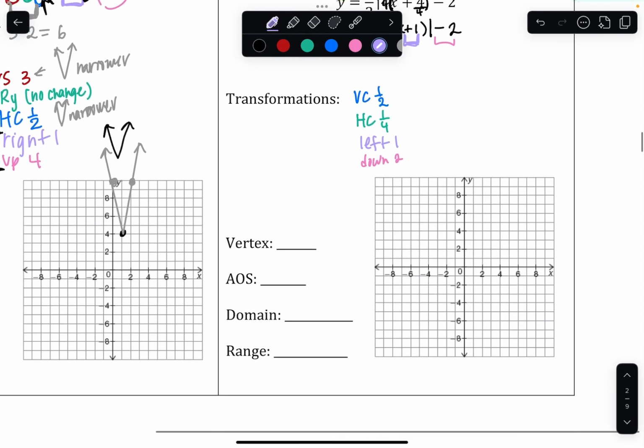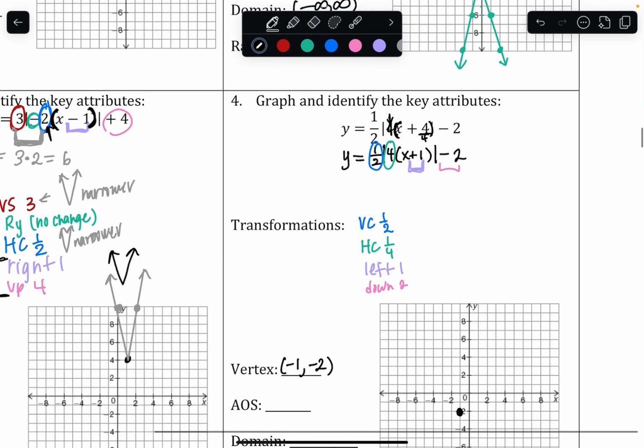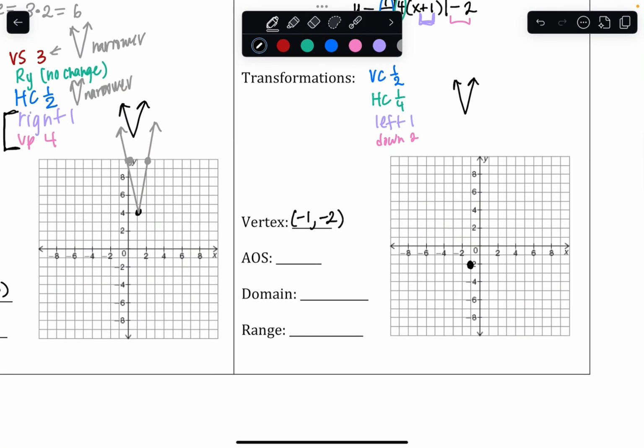Okay, so to graph this, our vertex: left 1 is going to put us at -1, down 2 is going to put us at -2. So -1, -2, there's our new vertex. There's no reflections, and so we know it's still opening up. And so my range is going from -2 to infinity. Axis of symmetry, steal the x coordinate: x = -1. Don't forget your x equals. Domain, all real numbers all the time.